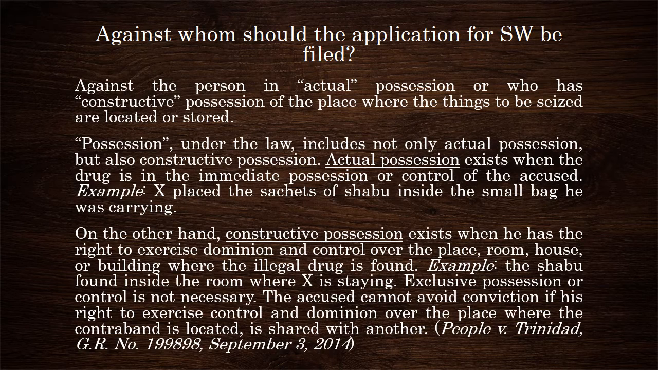Take note of this. The accused cannot avoid conviction if his right to exercise control and dominion over the place where the contraband is located is shared with another. So for example, the accused is sharing a room with another person, and the application for a search warrant states that the contraband is located in the room where the accused is staying, although in that room it is being shared with another person. By itself, this will not invalidate the search warrant because, to repeat, as ruled in the case of People versus Trinidad, exclusive possession or control is not necessary.